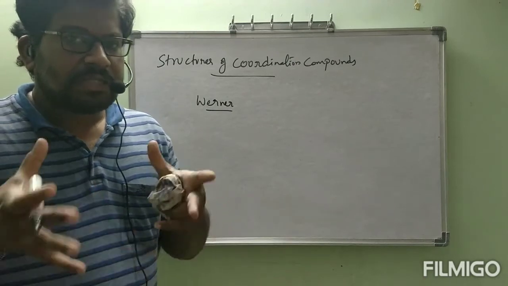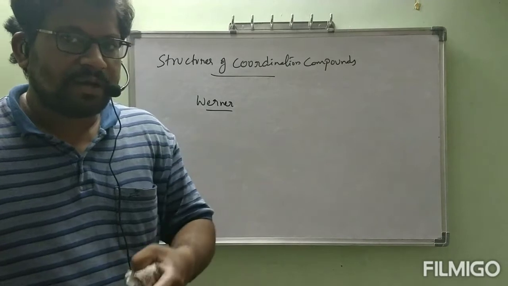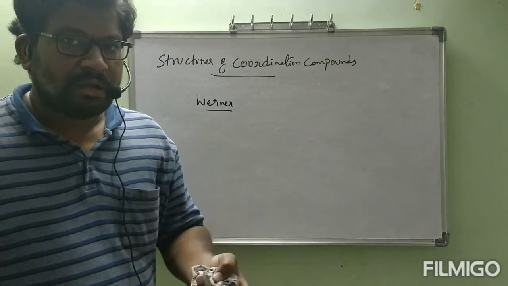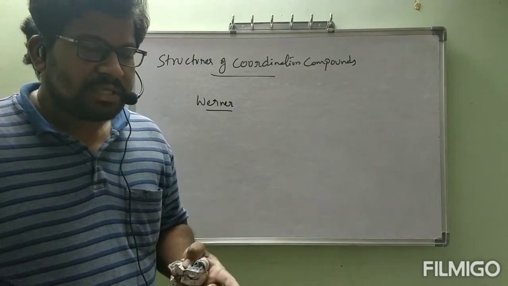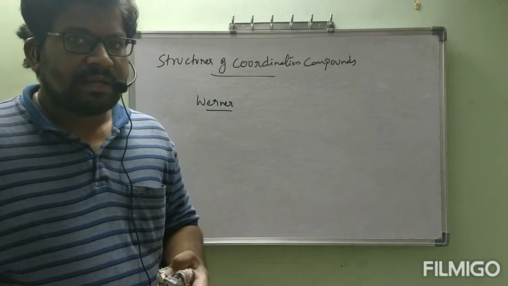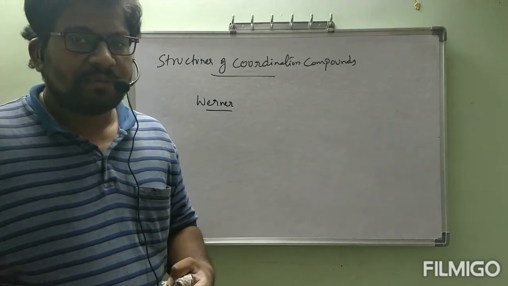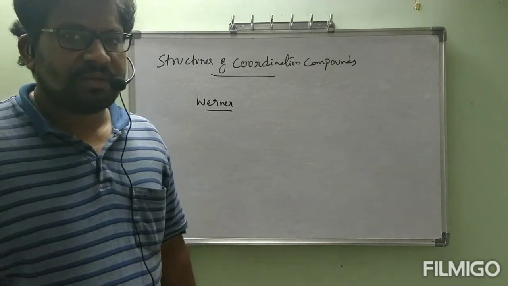AgNO3, and what is the amount of AgCl formed. According to that he identified which chlorine is getting ionized. If chlorine is present in square bracket, it is not getting ionized. If chlorine is present outside as counter ion, then it is getting ionized. Like that he tried to explain something. But even though he tried to explain, some drawbacks are present for Werner's theory.